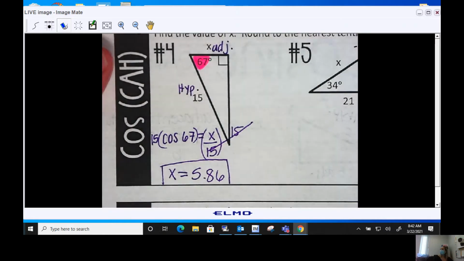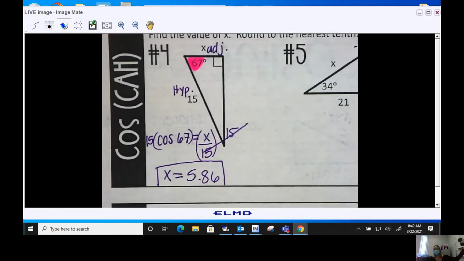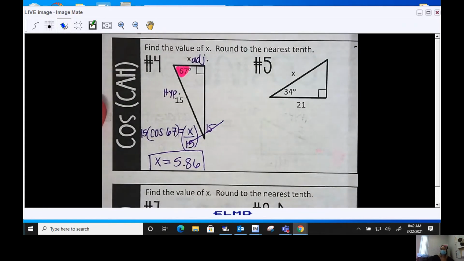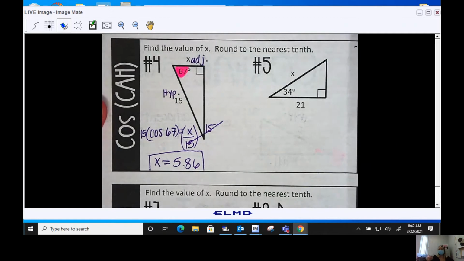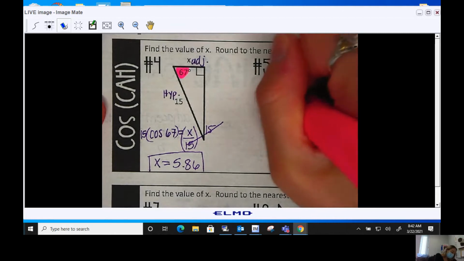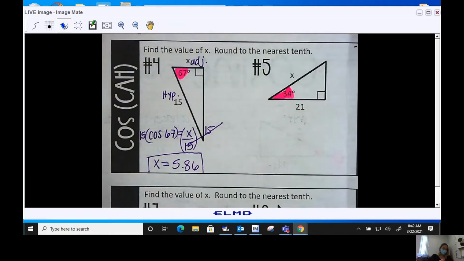Okay, I want you to try number 5. Try to set it up. Give you a hint. It looks almost the same. Try number 5. Highlight your reference angle, mark your adjacent and hypotenuse, and then write your equation. Adjacent over hypotenuse.